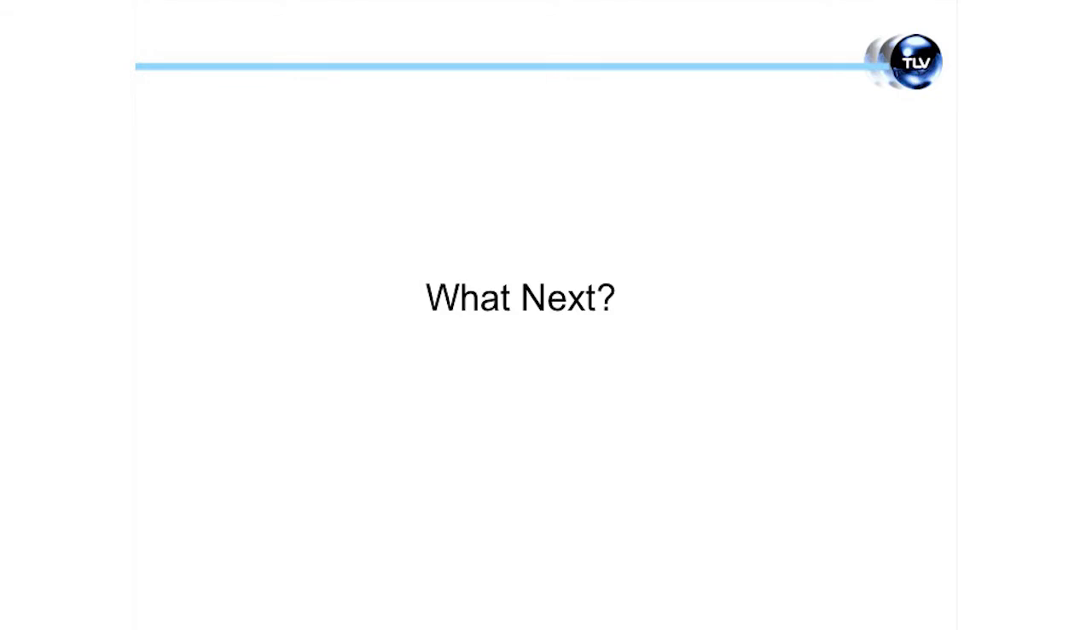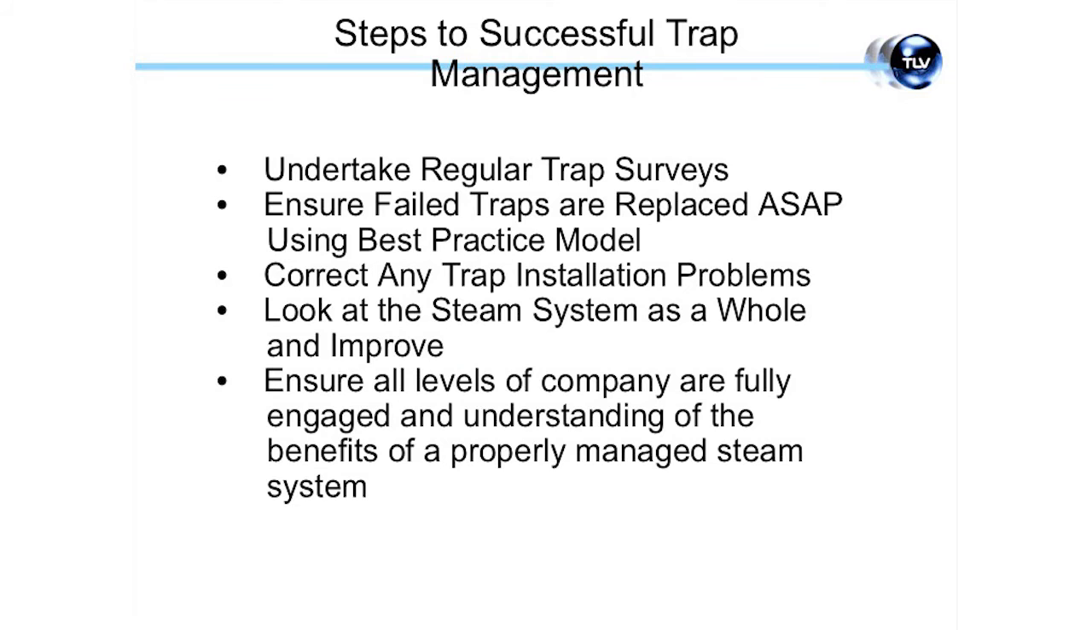What next? I'd like to say the answer is TLV. I'm not being honest if I say that. The biggest thing that we've found in having a successful trap management within any scenario, there are a few things. You've got to undertake regular surveys. It's no good doing one survey and saying we're really good at it. You've got to do regular ones, depending on your industry, depending on your steam costs and the situation you're in. It may be annual surveys. Some sites like doing twice a year. Every 6 months they'll do a survey.